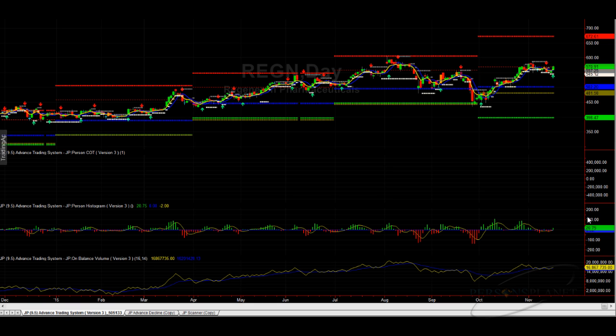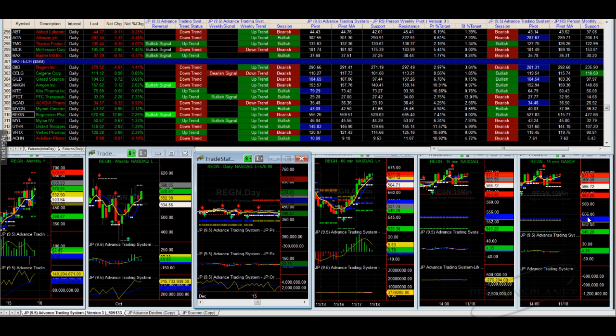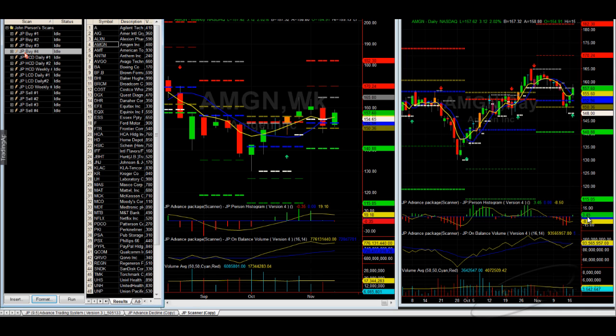So anyway, that's how we would utilize some of the tools and the techniques that are in the package for TradeStation users. So there's a lot more than meets the eye in how we look and scan for trading opportunities.